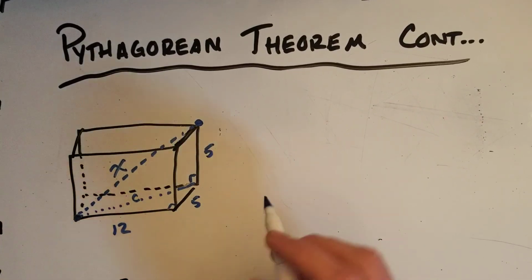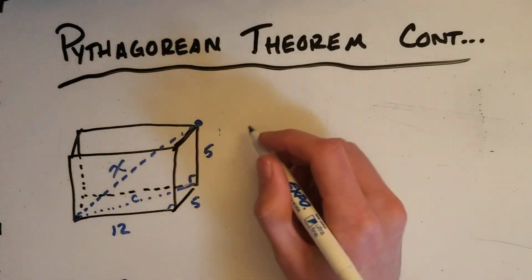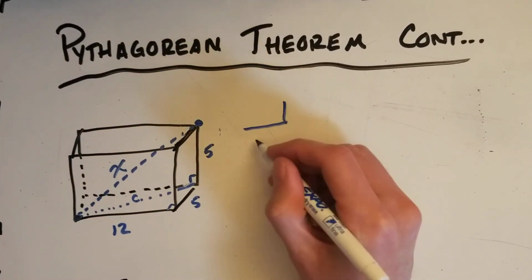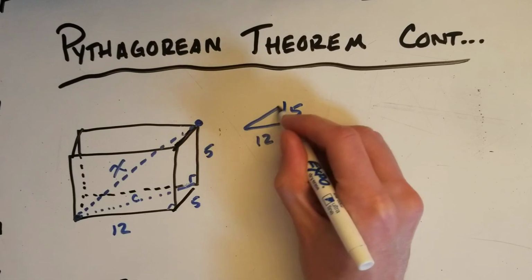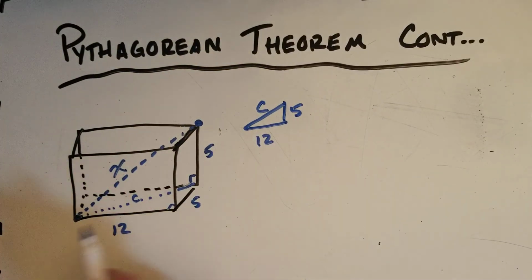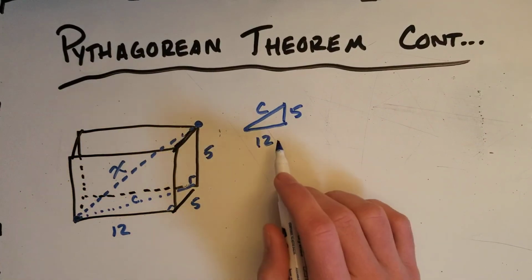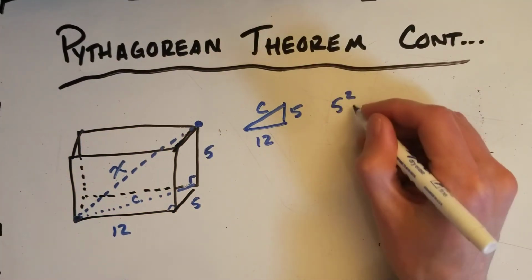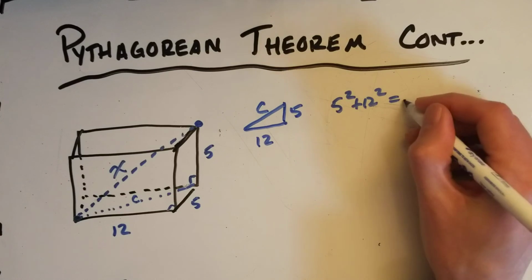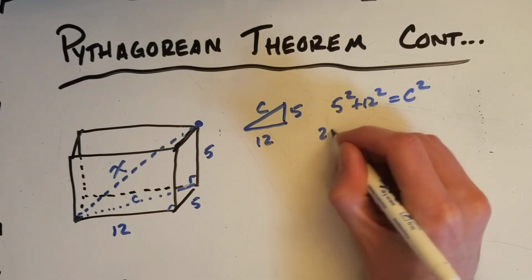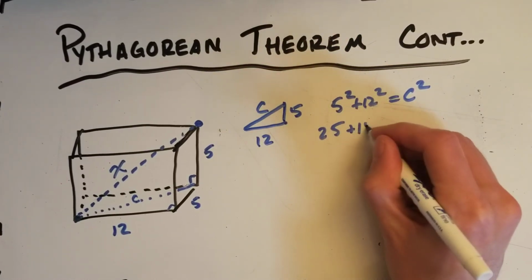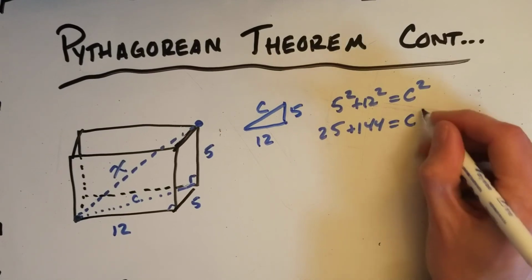So this distance, I'm going to redraw this little right triangle we have on the bottom, is 12 by 5, and then we'll have c. That's like the flat triangle on the bottom of this figure here. And if you do Pythagorean theorem here, well, you have two legs. And when you go ahead and evaluate, 25 plus 144 equals c squared.